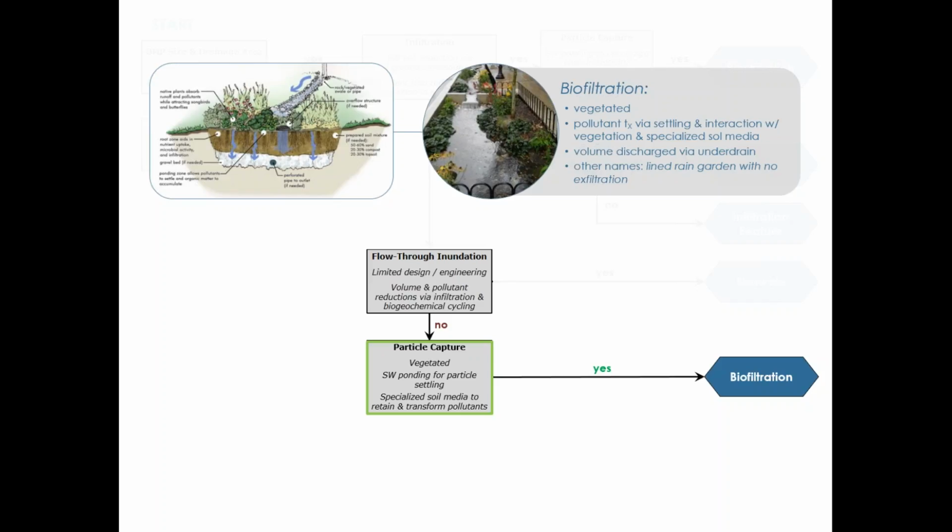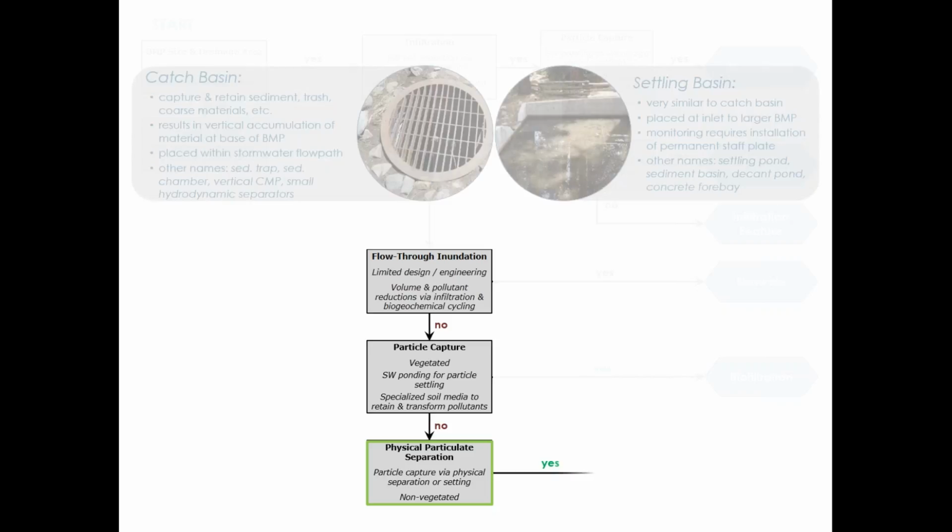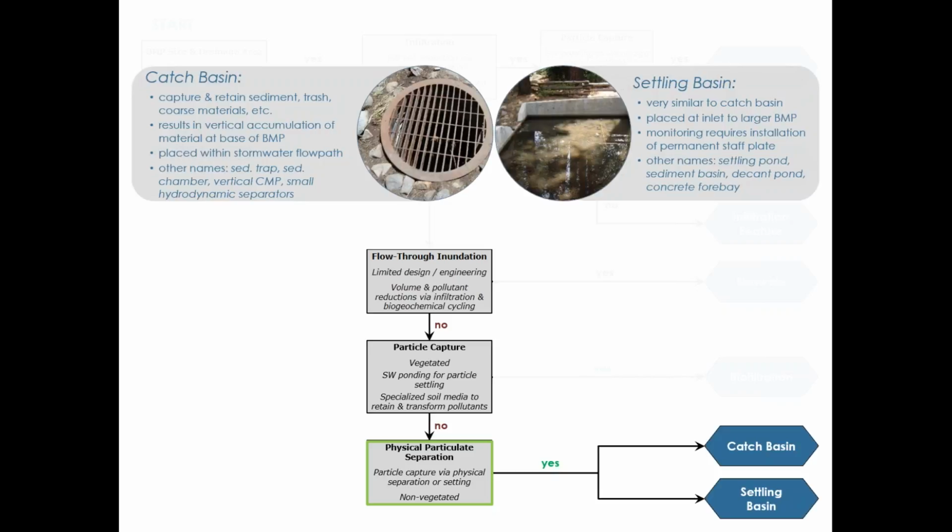If the BMP is not a biofiltration feature, we ask if it is a non-vegetated basin that physically separates particulates by way of settling or other separation techniques. Such BMPs are classified as catch basins and settling basins. Catch basins are designed to capture and retain sediment, leaf litter, trash, and coarse particles. Capture may occur through various flow modifications or passive settling, but results in a vertical accumulation of material at the base of the BMP. Little to no volume reduction occurs, and these are typically placed within the stormwater flow path, alongside a road or within a parking lot.